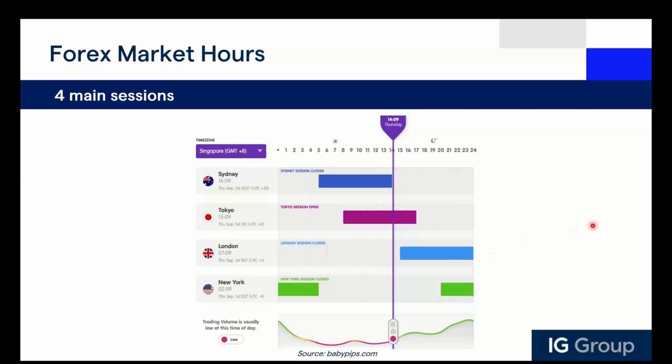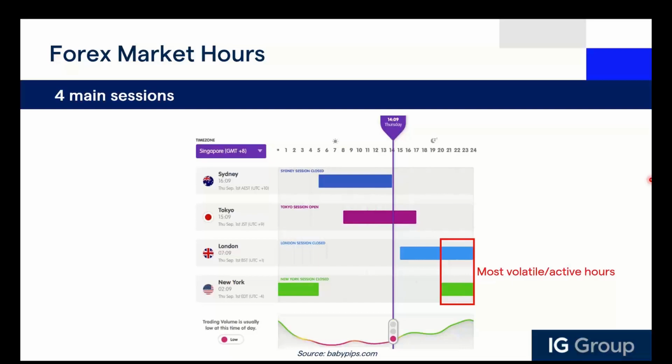At the bottom part over here, you notice that this is the rough trading volume for FX. If we look at the most volatile or active hours for FX, it is always in the overlap between the London and New York sessions, which is about 8 p.m. to 12 a.m. So during the night for us, for the people residing in Singapore, it's where you usually see that there is a lot of FX trades going on.